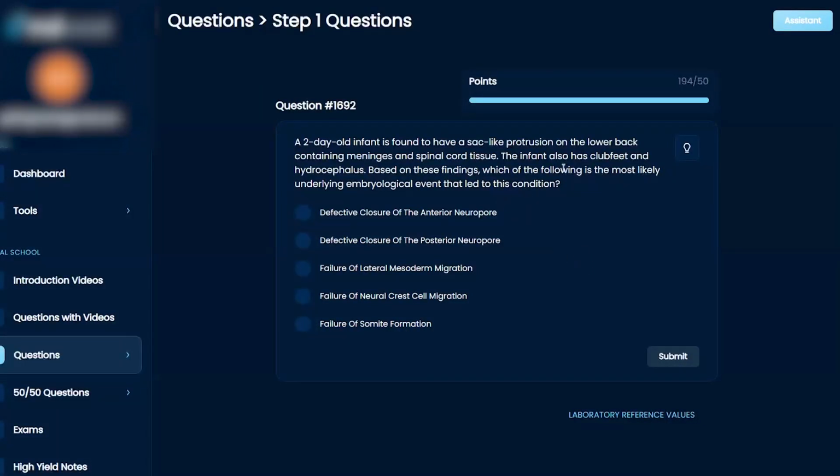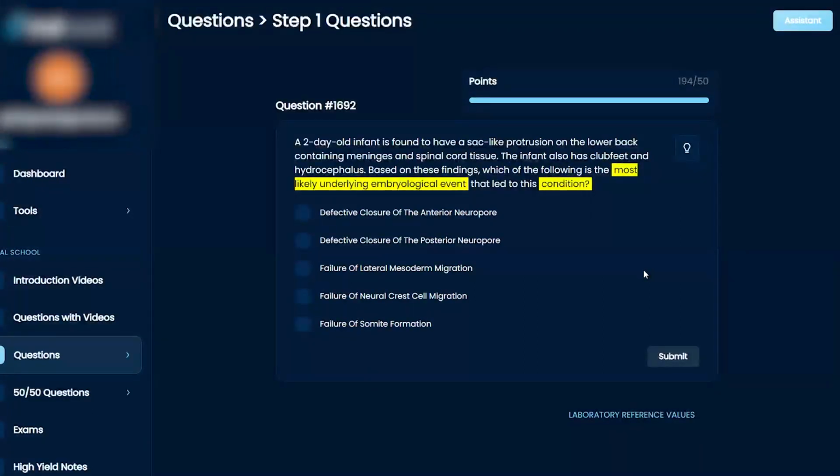Based on these findings, which of the following is the most likely underlying embryologic event that led to this condition? Defective closure of the anterior neuropore, defective closure of the posterior neuropore, failure of the lateral mesoderm migration, failure of the neural crest migration, or failure of somite formation.